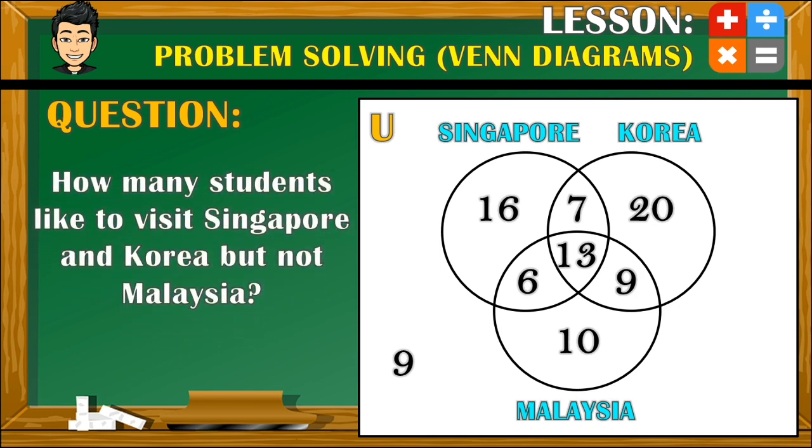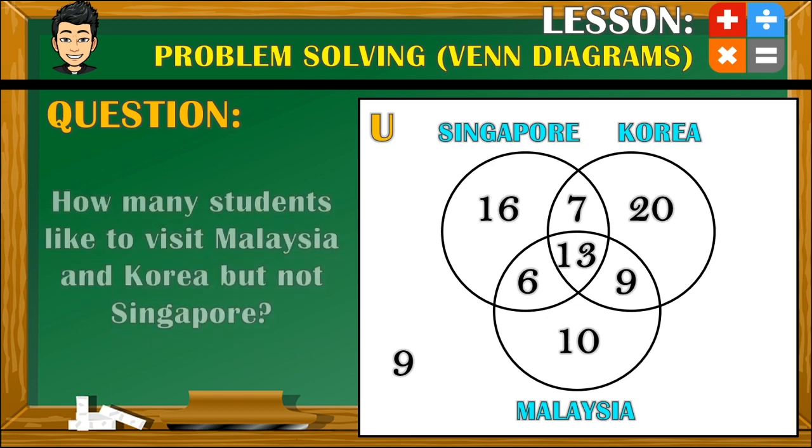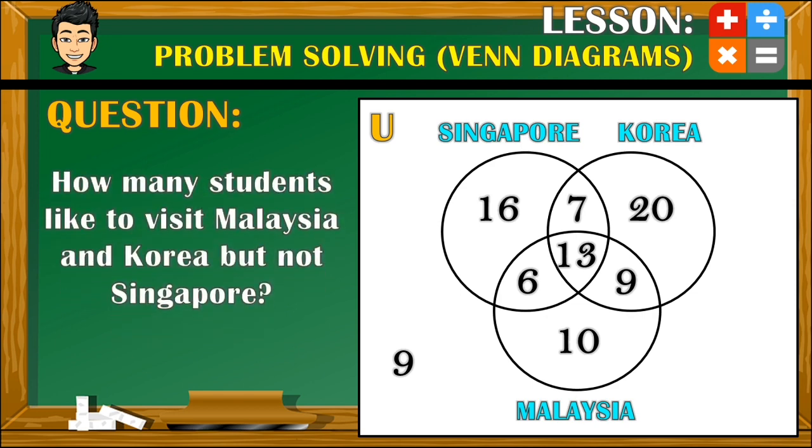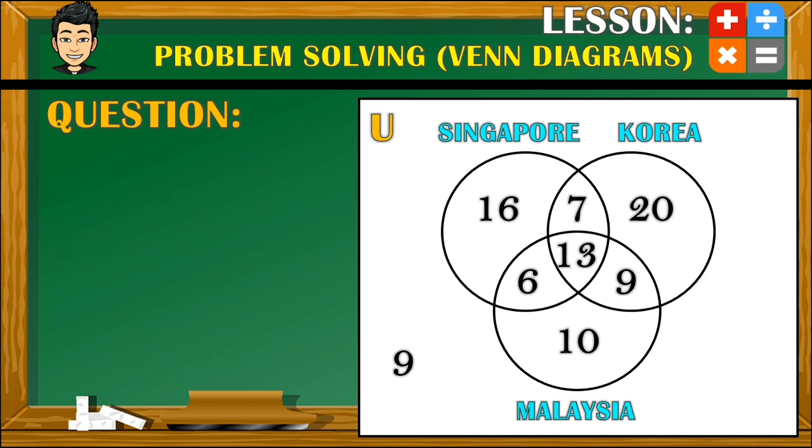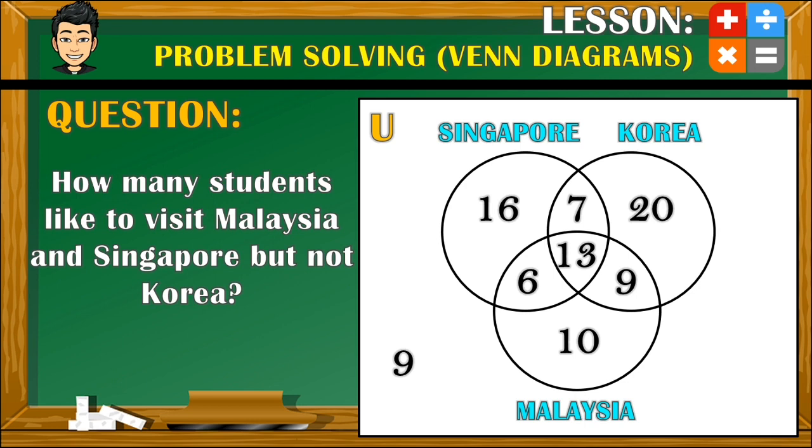How many students like to visit Singapore and Korea but not Malaysia? You are right. There are 7 students. How many students like to visit Malaysia and Korea but not Singapore? There are 9 students. How many students like to visit Malaysia and Singapore but not Korea? There are 6 students.